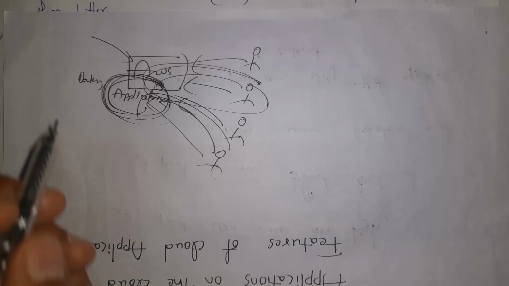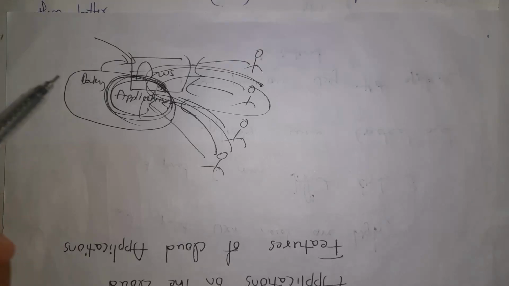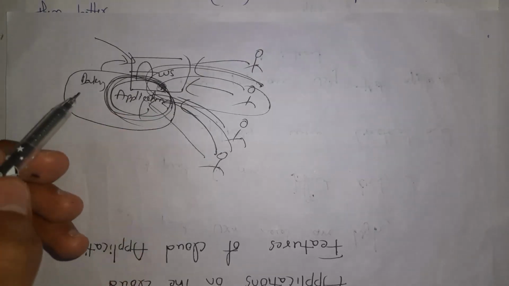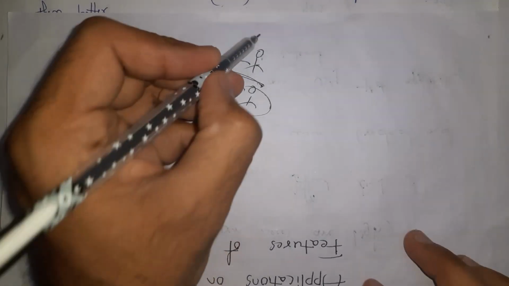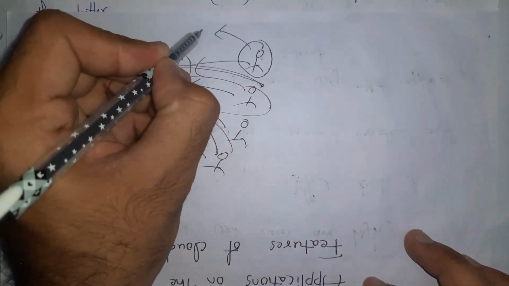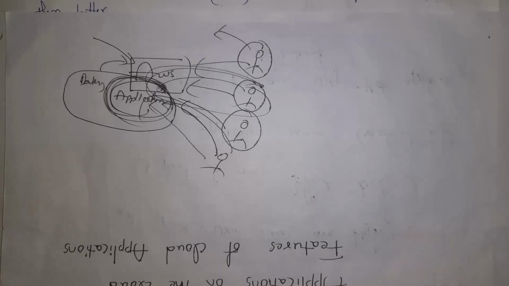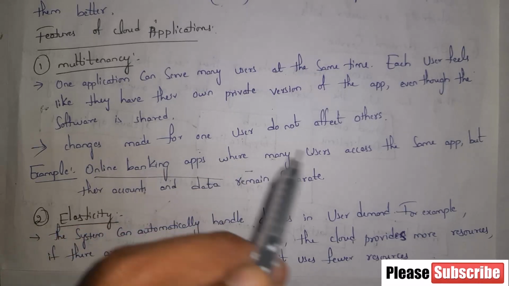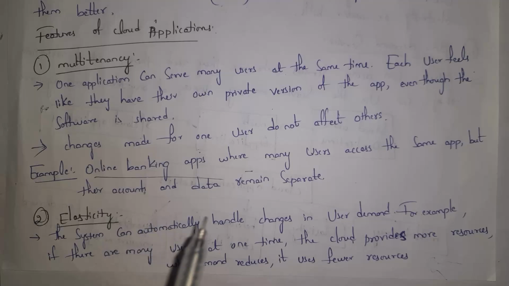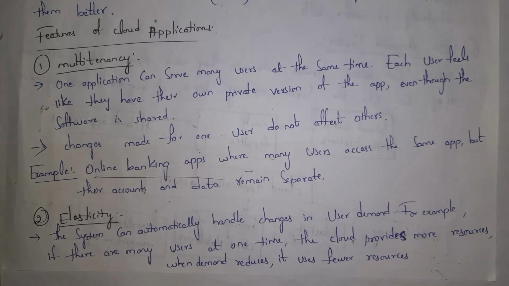For example, my company developed one banking application. So whenever my company places application in cloud, a single application is used by many people. Even though the application is shared among multiple users, that application is like a private application. Whenever this person opens the banking app, he can see only his details, like his bank account number, his amount, his loans, etc. He cannot see the remaining people's account details. So in online banking apps, many users access the same app, but their accounts and data remain separate. This is an example of multi-tenancy. That is nothing but multiple people can use a single app at a time and all are independent.